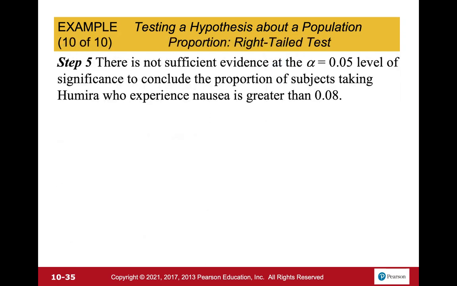All right, so that leads us to this very last part. There is not sufficient evidence at the alpha equaling 0.05 level of significance to conclude the proportion of subjects taking Humira who experience nausea is greater than 0.08.